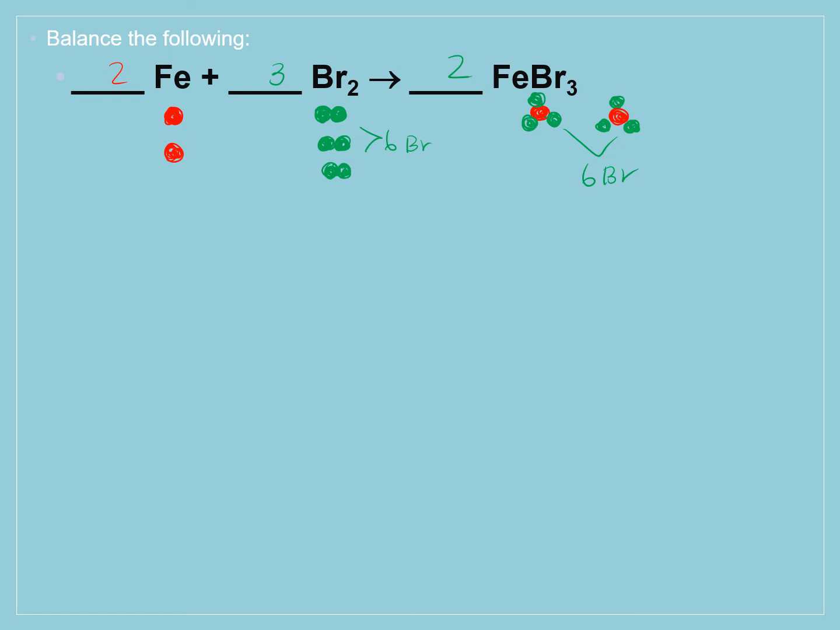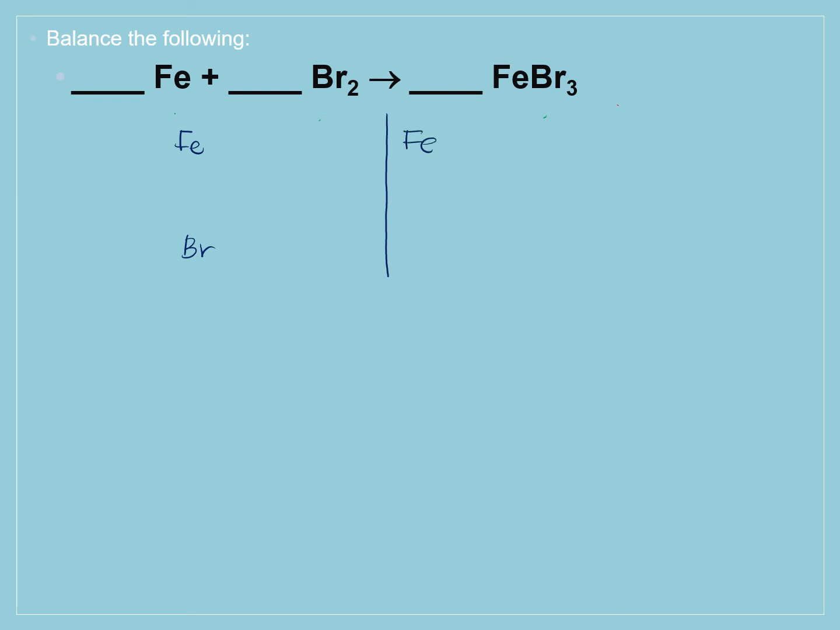Let's use the table method to do this just a little bit more simply and less time consuming. So let's get rid of my picture here, and the answers. And let's use the table method. The table method says draw a line underneath the arrow to separate the reactants from the products. List the reactants in the order which they appear. Fe, Br. I'm going to copy that same list on the right-hand side. Fe, Br.